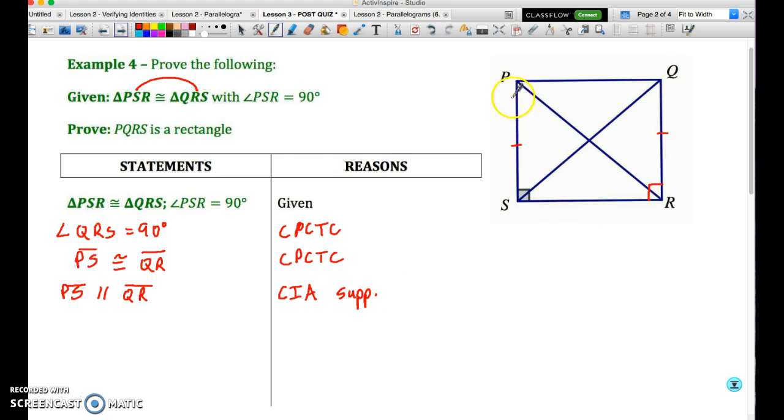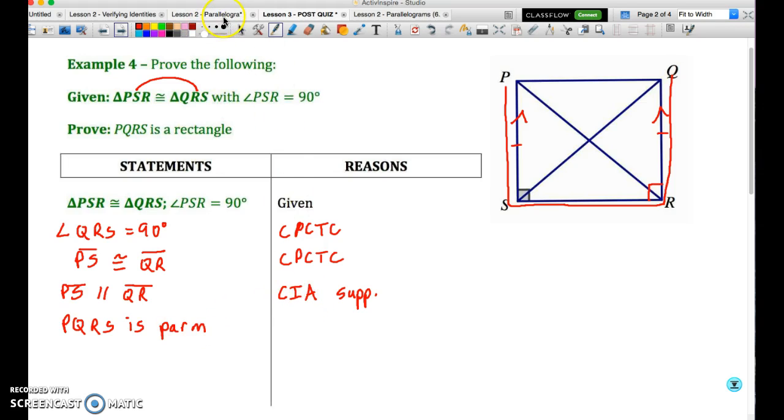And so hopefully you remember the fun rule. If the consecutive interior angles add up to 180, then the lines are parallel. And so since I was able to show that angle S and angle R were 90 degrees each, I can then conclude via CIA that PS must be parallel to QR. Okay, I've now shown that PS and QR are both congruent and parallel, and that means that PQRS is a parallelogram.